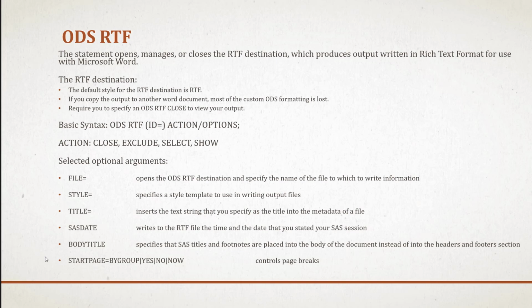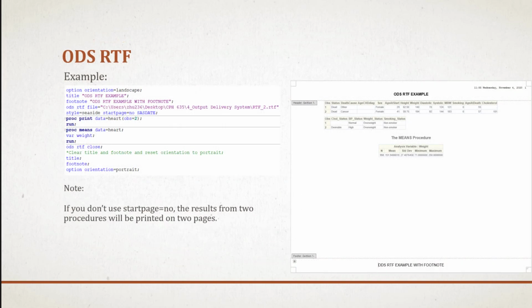SAS date writes to the RTF file the time and the date that you started your current SAS session. Without it, the date shown in the RTF file will be whenever you open the file. Body title tells SAS to put titles and footnotes into the body of the document instead of into the header and footer sections. Start page controls the page breaks. The option orientation changes the orientation of the output file.